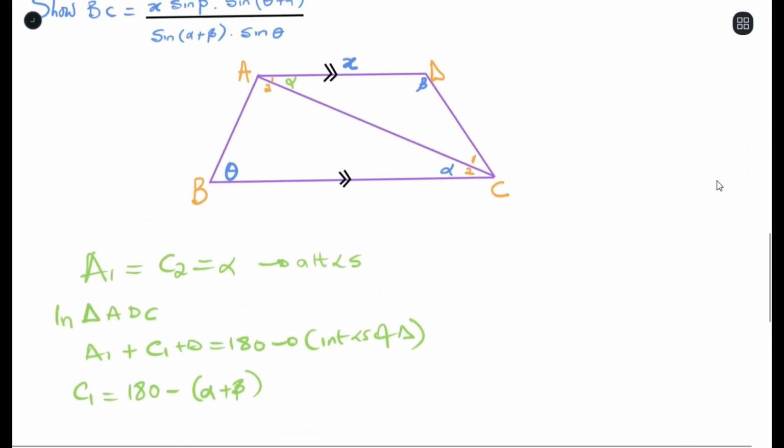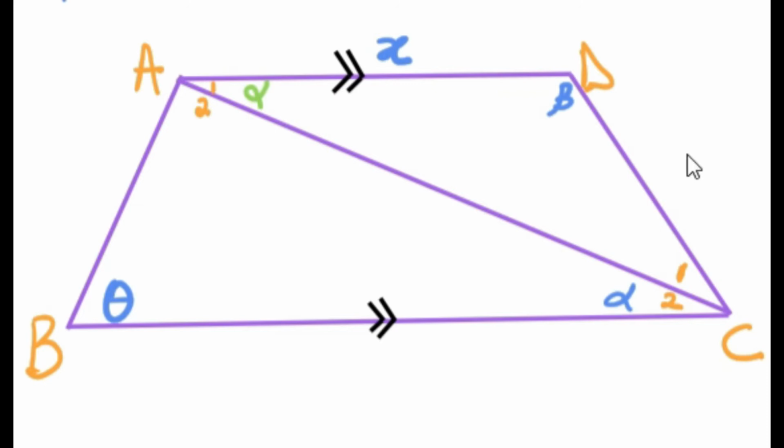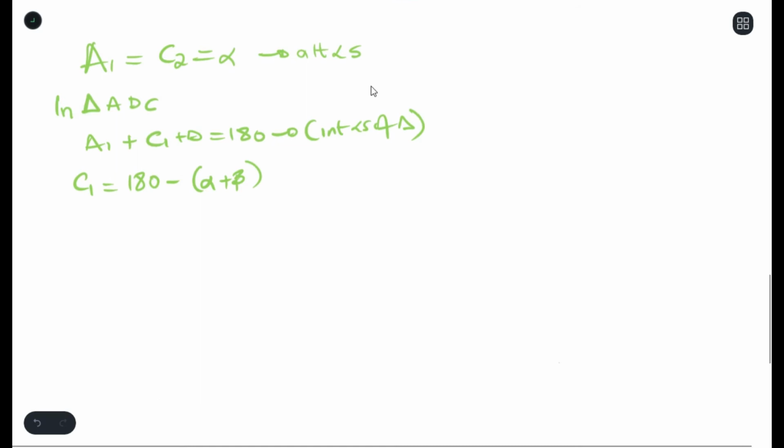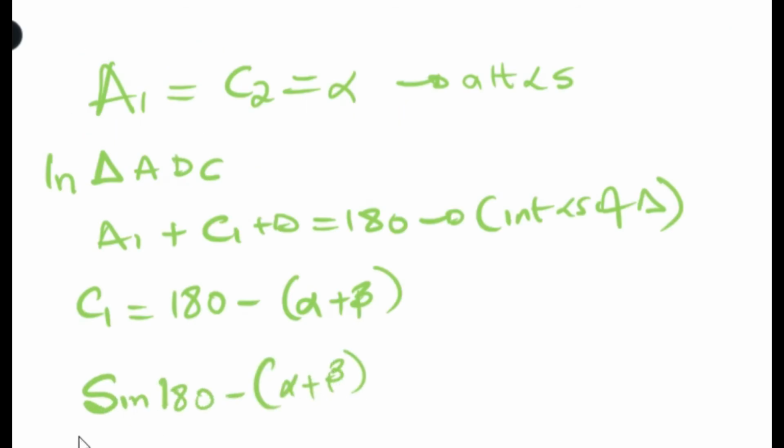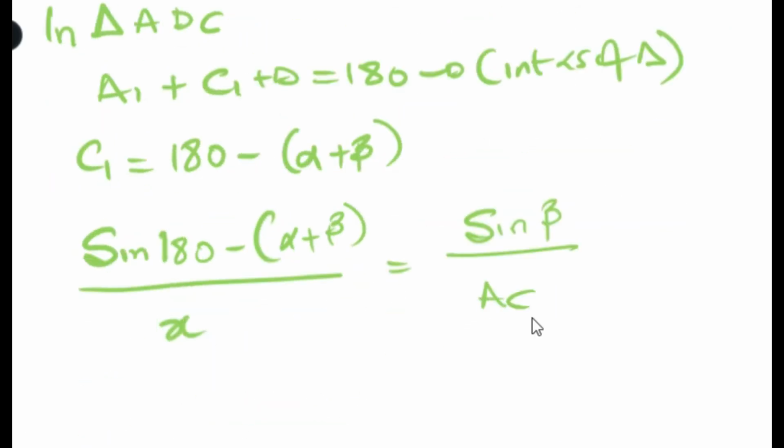Now with that, we can do sine rule. We can do sine rule because we have a full pair, which is C1 and x, and we have an unknown pair, which is beta, and since we're trying to get AC, that's the two we will be focusing on. Working with sine rule, this is what we're going to get. So we have sine of 180 minus alpha plus beta over x is equal to sine alpha over AC, using the concept of sine rule.